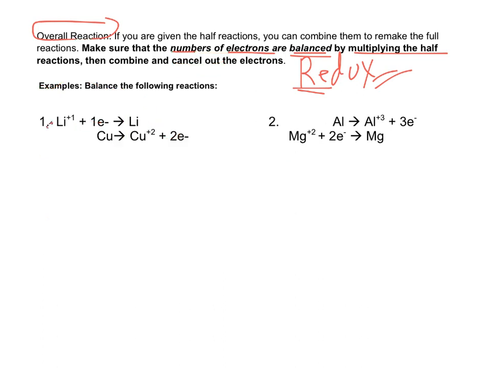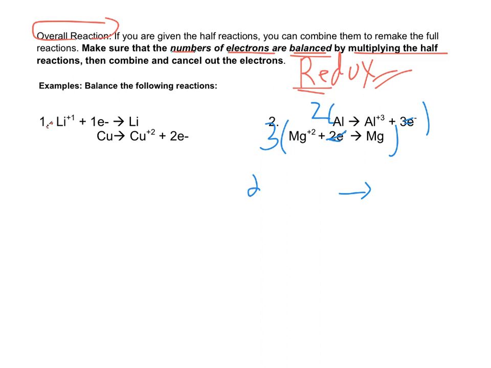Okay, let's try example number 2. So I notice I have 2 electrons and 3 electrons. Those are not the same number. So let's go least common denominator. In this case would be 6. So I want them to equal the number 6. So the top is going to have to get multiplied by 2, and the bottom is going to have to be multiplied by 3 in order for my electrons to cancel out.